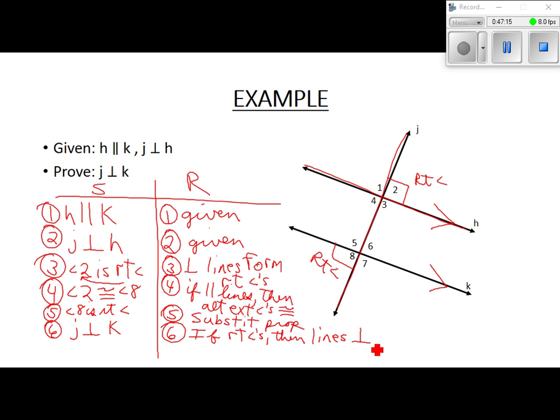Did you use reflexive? Reflexive says what? Something equals itself. And 2 and 8 are the same thing. They're the same thing, but that's like saying Evan and Hunter are the same thing. If I wanted to use the reflexive property on Evan, can I say Evan equals Hunter? No, I have to say Evan equals Evan.